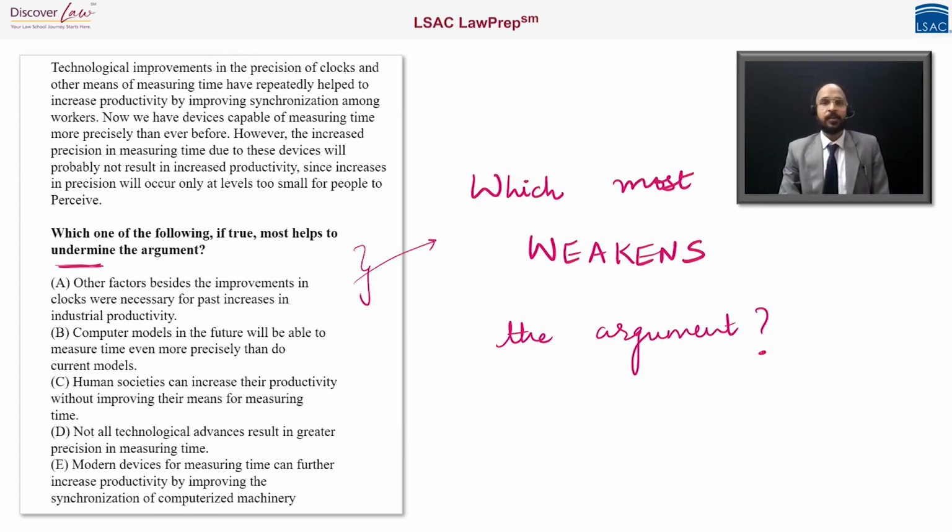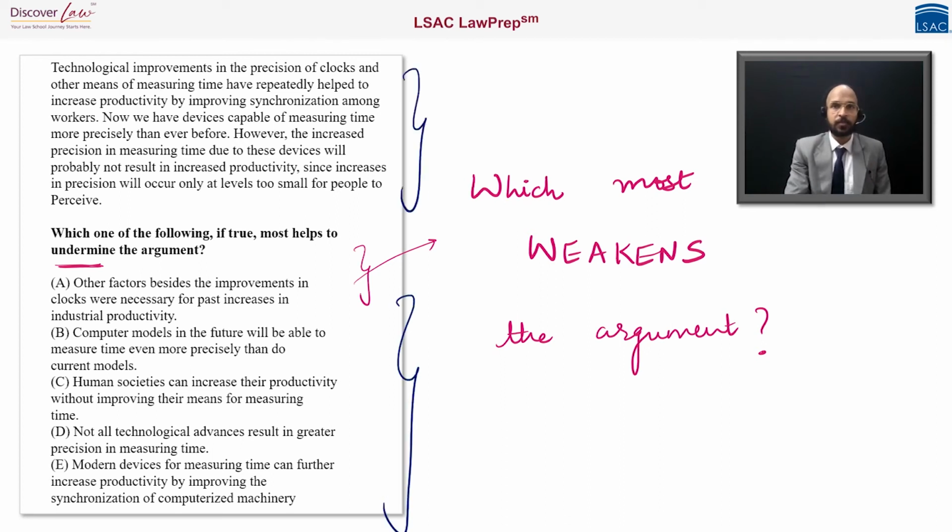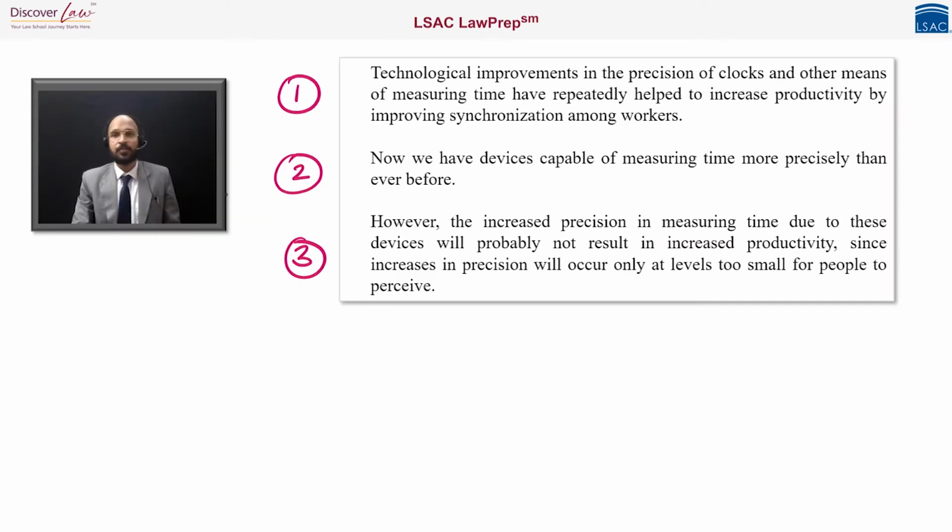So we're basically looking at which of these options most weakens the argument given here. Let us begin by looking at the argument. I've represented this as 3 sentences for better clarity. Let's read it together. It says, technological improvements in the precision of clocks and other means of measuring time have repeatedly helped to increase productivity by improving synchronization amongst workers. Now we have devices capable of measuring time more precisely than ever before.